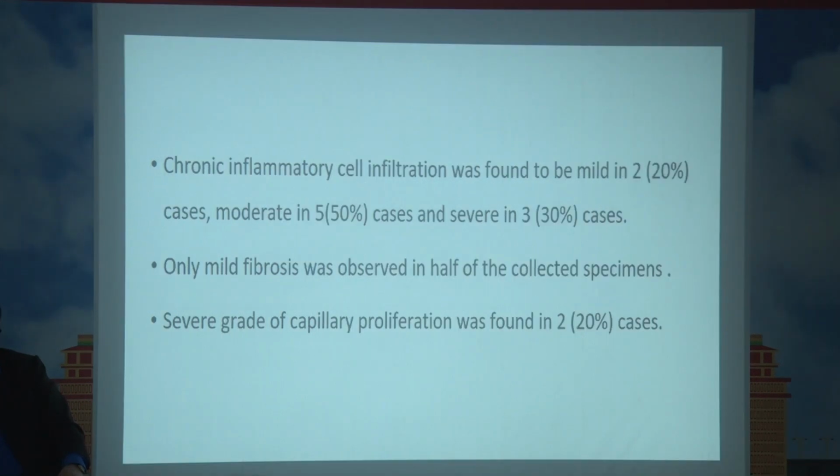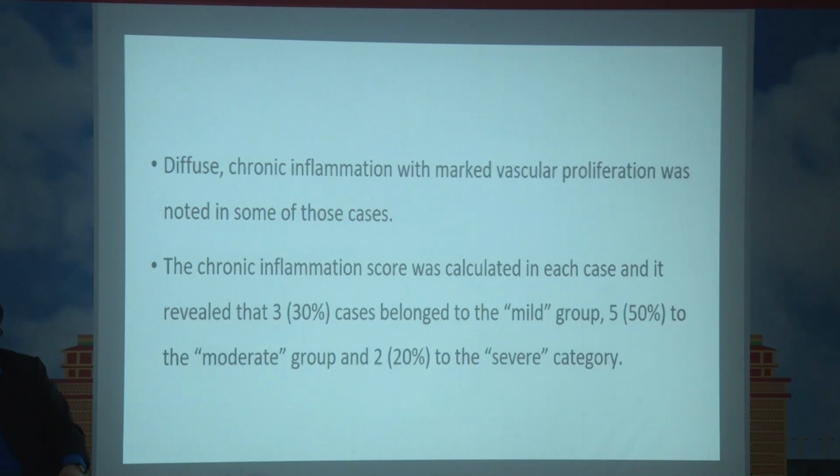Chronic inflammatory cell infiltration was found to be mild in 2 cases, moderate in 5, and severe in 3 cases. Only mild fibrosis was observed in half of the collected specimens. Severe grade of capillary proliferation was found in 2 cases. Diffuse chronic inflammation with marked vascular proliferation was noted in some of those cases. So basically the chronic inflammation score was calculated in each case, and it revealed that 30% cases belonged to the mild group, 50% to the moderate group, and 20% to the severe category.